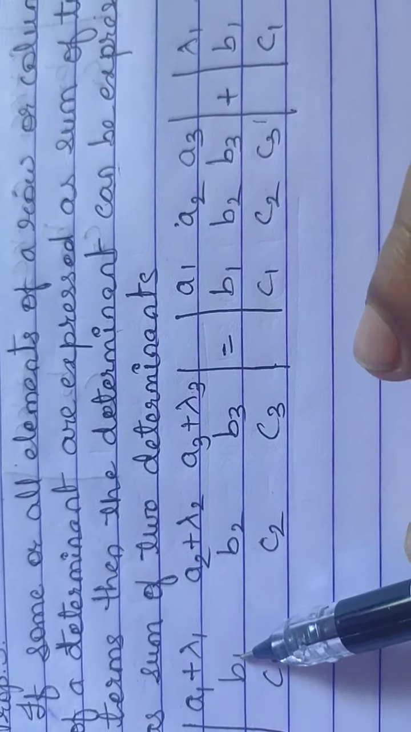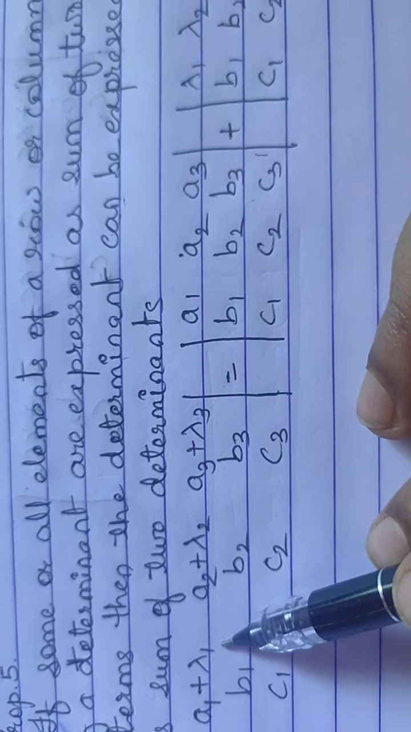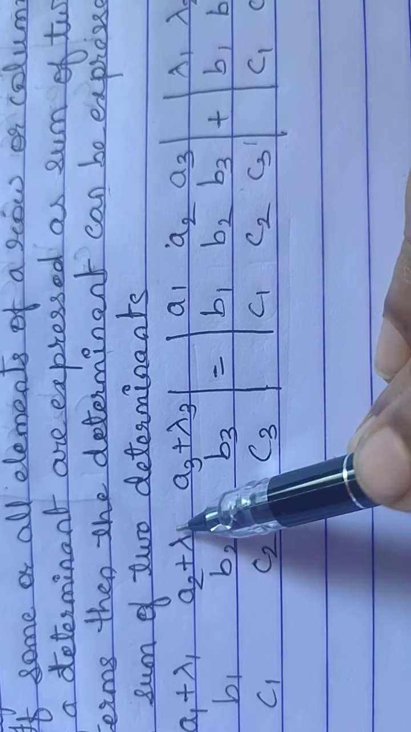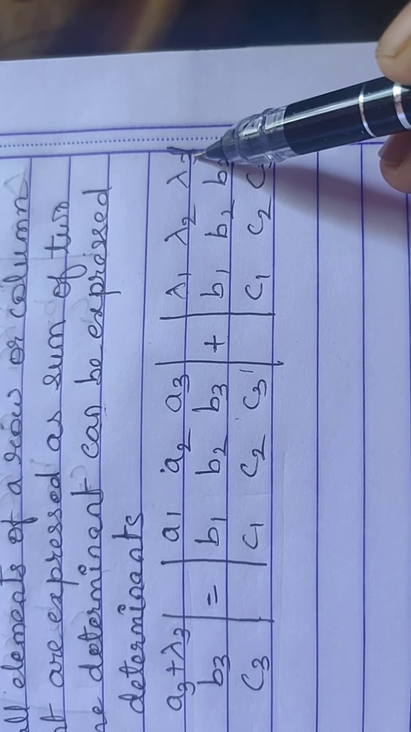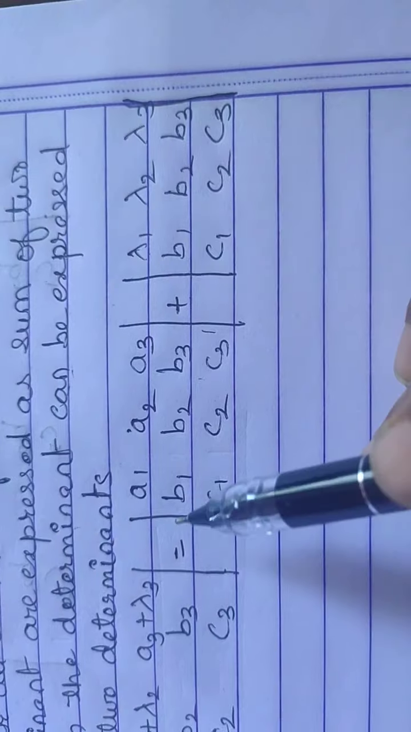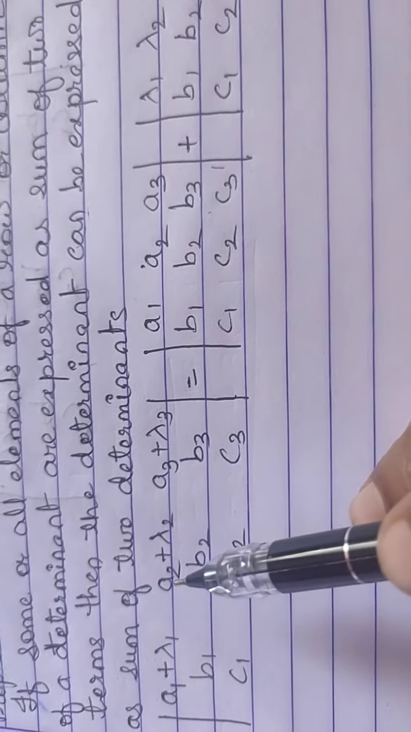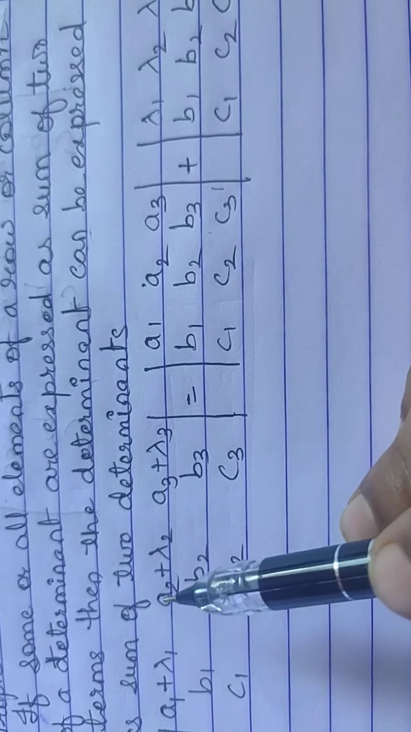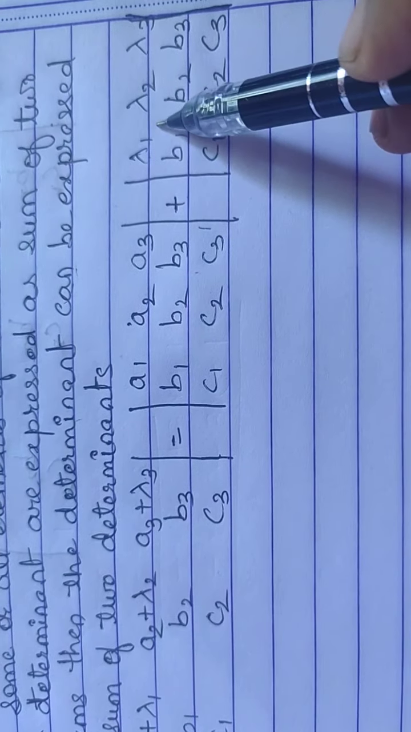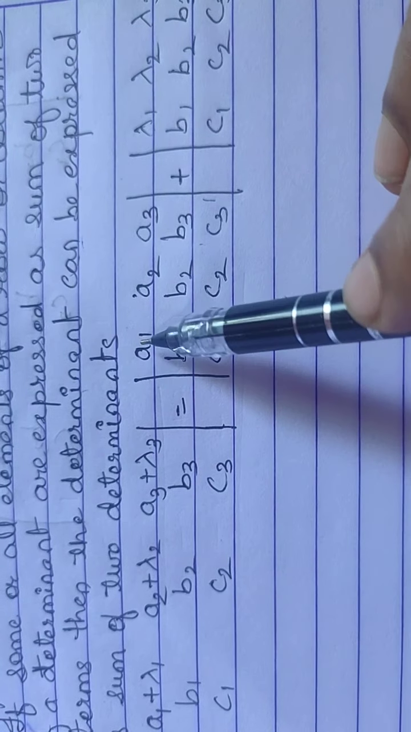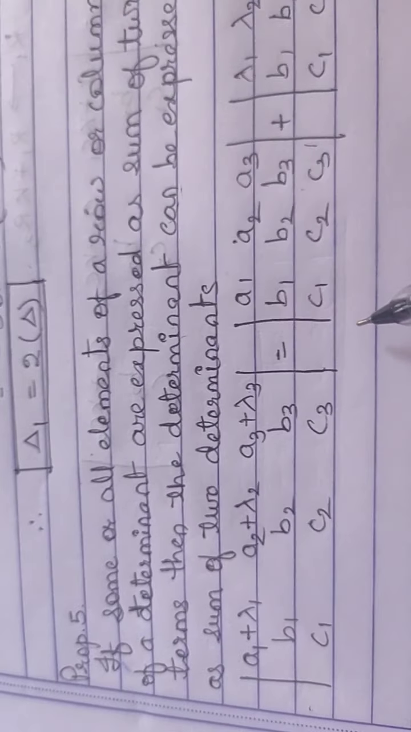Okay, so second row, third row will remain same, and in the second determinant we will write the second element of each term, lambda 1, lambda 2, lambda 3 in the first row. So this is lambda 1, lambda 2, lambda 3 first row, b1, b2, b3 second row will remain as it is, third row will remain as it is. Okay, so we can split this determinant into two determinants, and it will be the sum of the two determinants. The first row will be separate, and then second and third row will remain as it is. So this is the fifth.